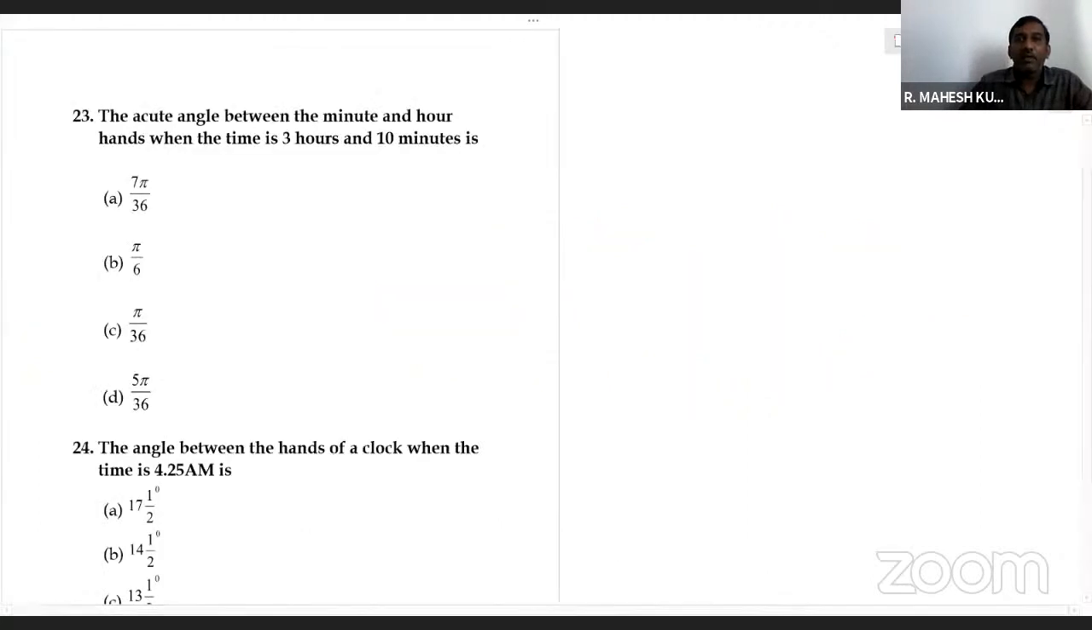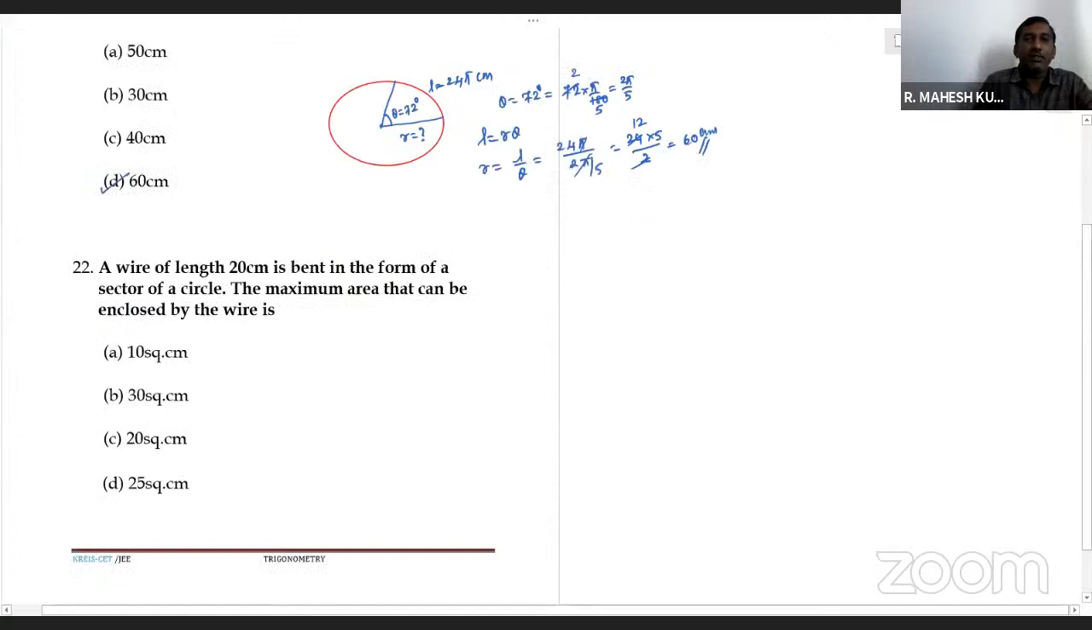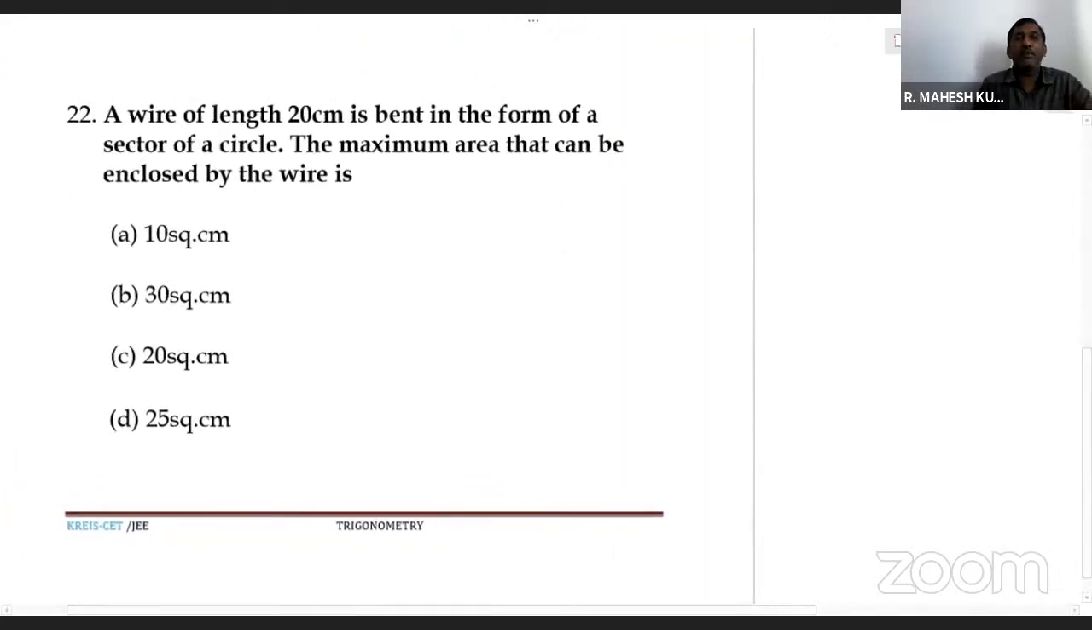Now we'll go to question number 22. It is very similar to the first question we have solved. A wire of length 20 centimeter is bent in the form of a sector of a circle. The maximum area that can be enclosed by the wire.